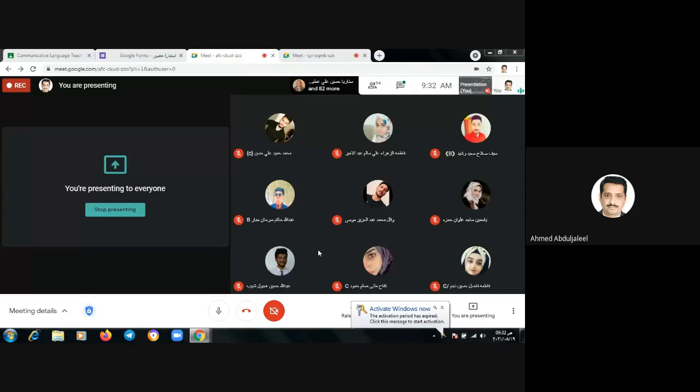Form, not content. Here, content, not form. One language item only, a variety of language items. Teacher intervention, no teacher intervention. Materials control, no materials control. You see here in these two tables, this is a summary of all what we mentioned so far.